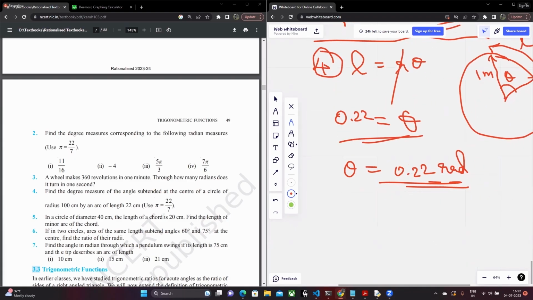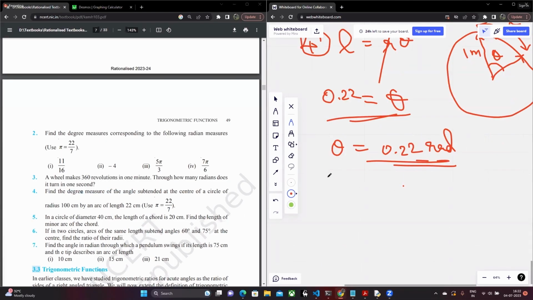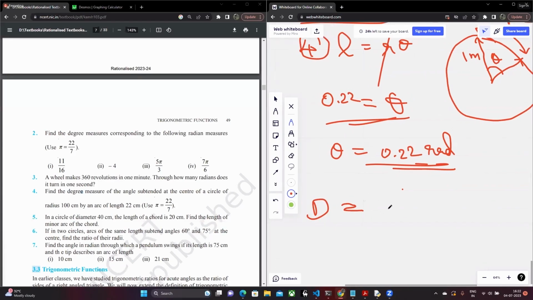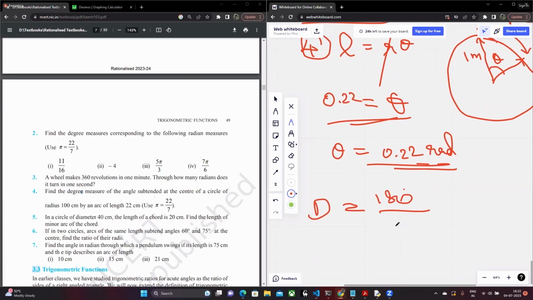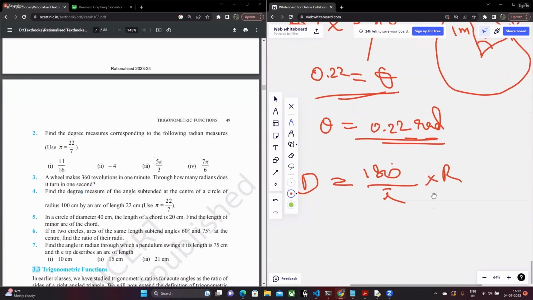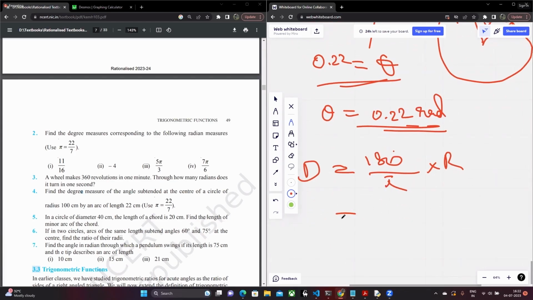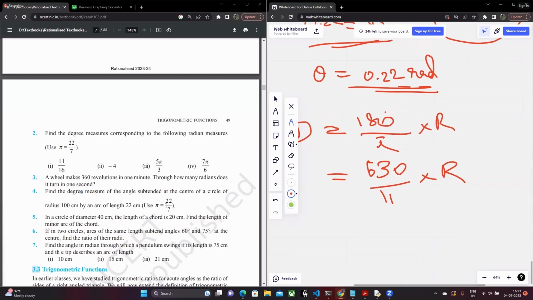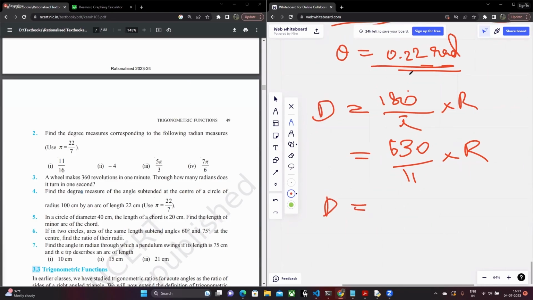Now, since they have asked the degree measure of the angle, you can't leave it at radians because that's not what they've asked for. So you have to convert this into degrees. You know that degree is equal to 180 divided by pi into r. And since I have condensed this formula earlier, this is basically 630 divided by 11 into r, since I have been given that you use 22 by 7 for pi. Since r is 0.22, r is theta, the radian measure.